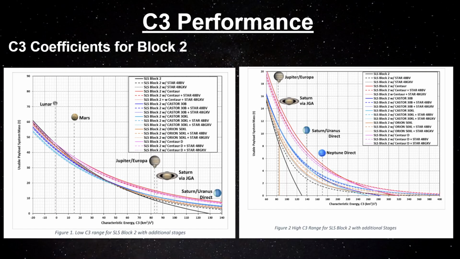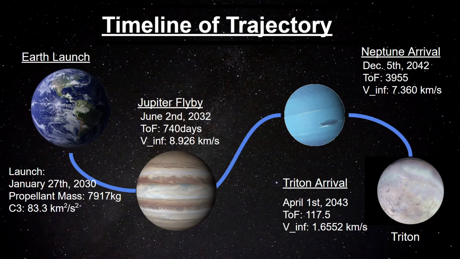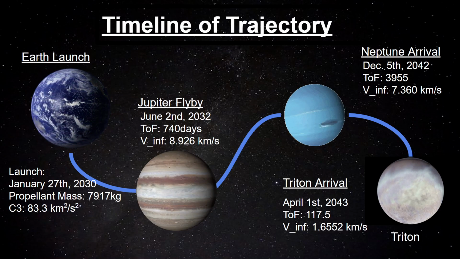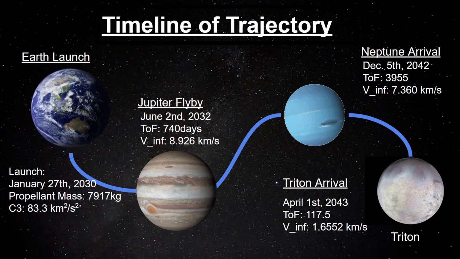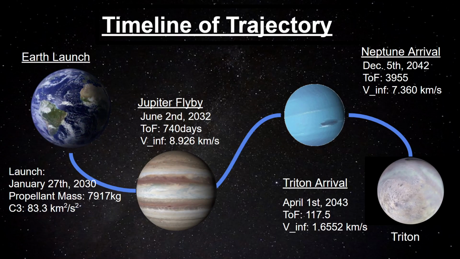Here's our C3 performance for the Block 2. It should be around, as shown by these graphs from JPL, around 83 to about 85-ish. Here's our timeline of the trajectory, launching from Earth to our Jupiter flyby, then arrival at Neptune, and our slow departure from there to its moon Triton.